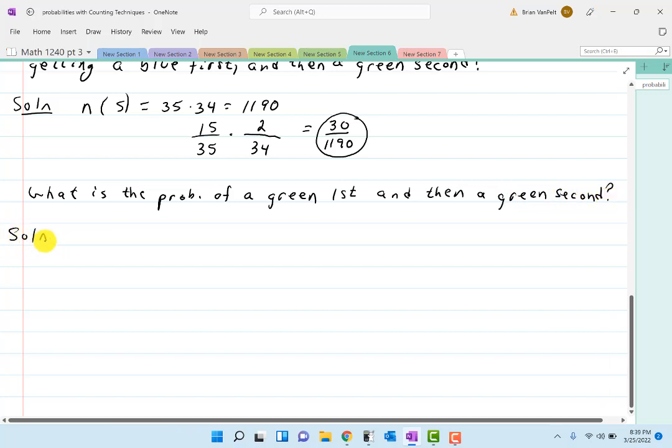So it's the same situation. If we want a green on the first marble, we have 2 greens to choose from out of a total of 35 marbles. Then that green, put it away. The second marble that we choose, there's only 1 green left out of 34 marbles. So in this case, we're only 2 out of 1190. So notice the probability is significantly less in this situation than it was before.